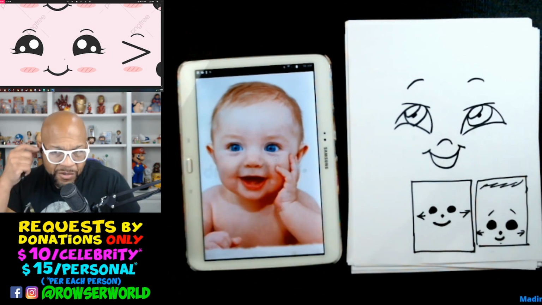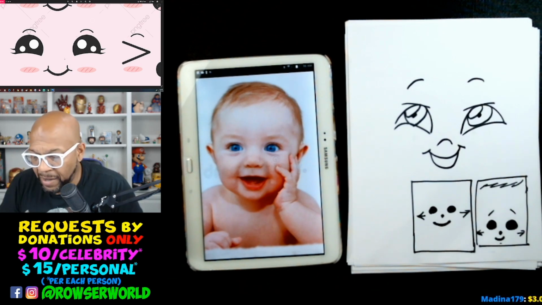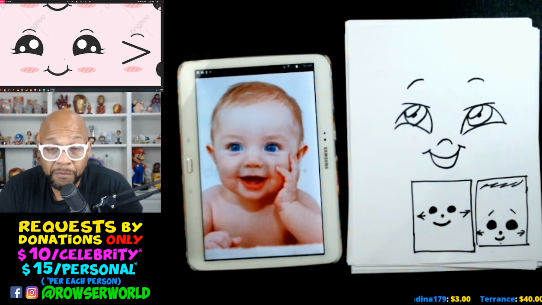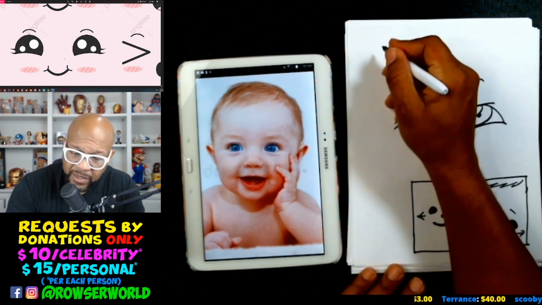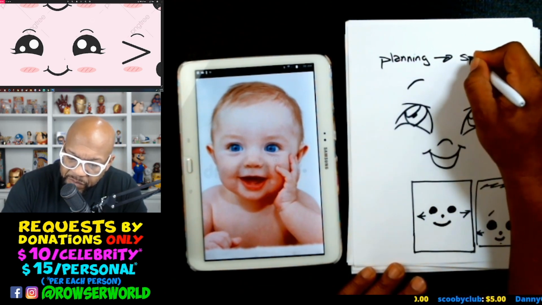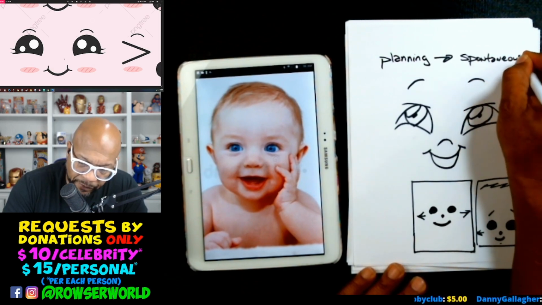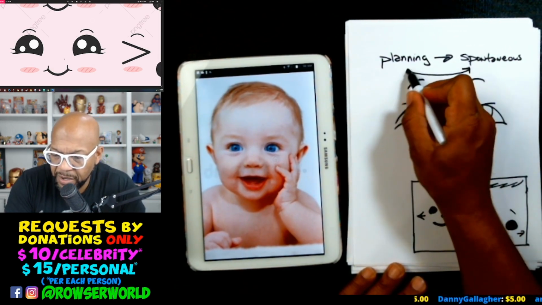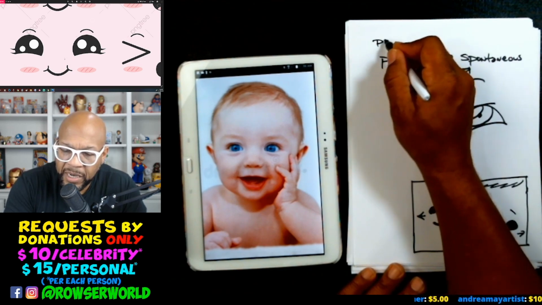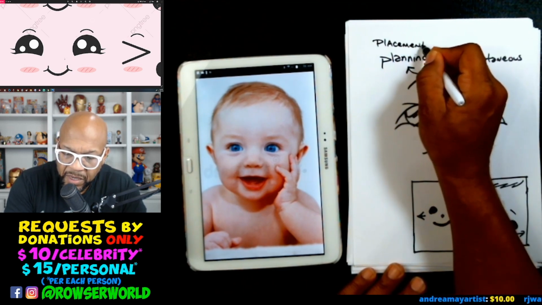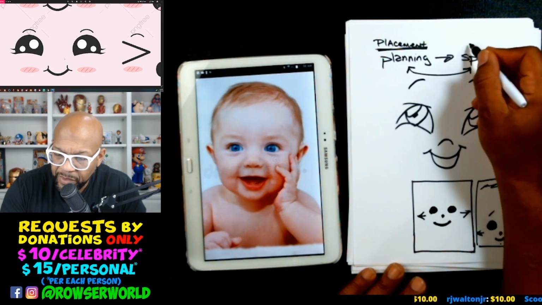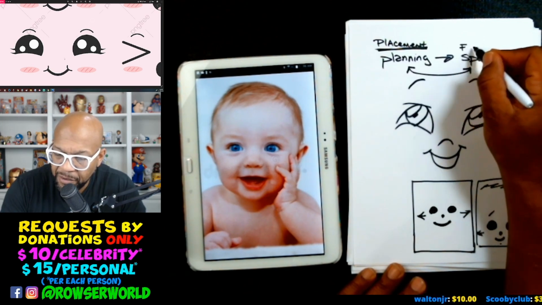Once again, guys, hey, how you doing today? All right, once again, we are talking about planning of your caricature, how much planning is involved, and where your planning turns into, or becomes, some type of spontaneous thing. So you want to have both of these in your caricature. Your planning comes in placement, and then your spontaneity comes in individual feature style, is what I'm saying.